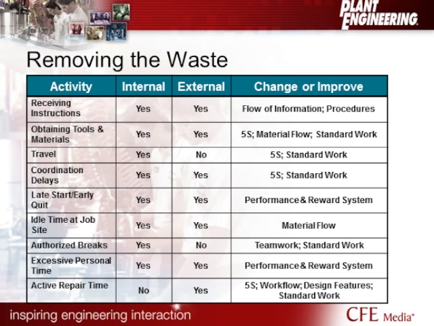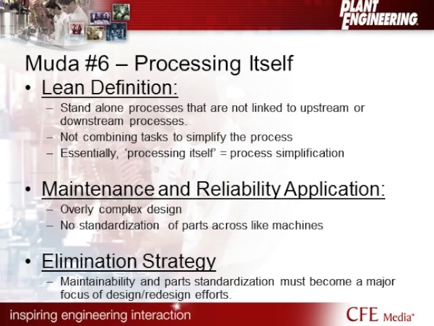So we'll move on to the next slide, and that's going to be move to number 6, and that's the processing itself. So standalone processes from a lean definition standpoint, standalone processes that are not linked to the upstream or downstream processes. They're not combined tasks. To simplify the process, we may have multiple steps or multiple people doing things that could all be done by one individual, making it much more efficient. Or it's just the fact that we're processing too much, or we could simplify the process and make it so much cleaner and more efficient.